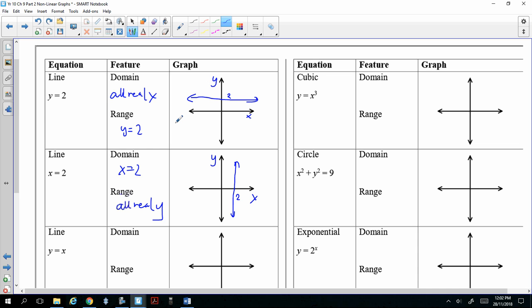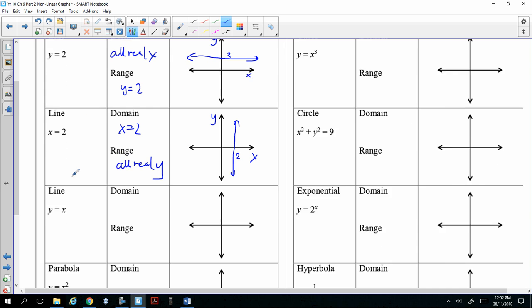Okay, so these are the two lines, and the third type of line is a line that's not vertical or horizontal. This is like y equal to x. So it passes through the point 1, 1, which is x and y. Domain is all real x, and the range is all real y. So you can see there are 3 different equations for lines, and the domain and range are very different.